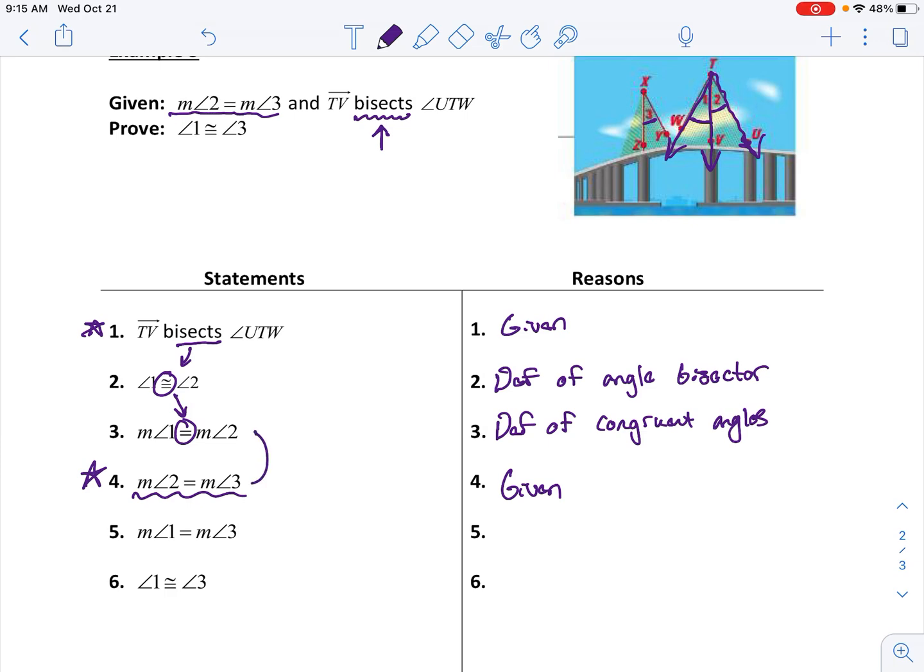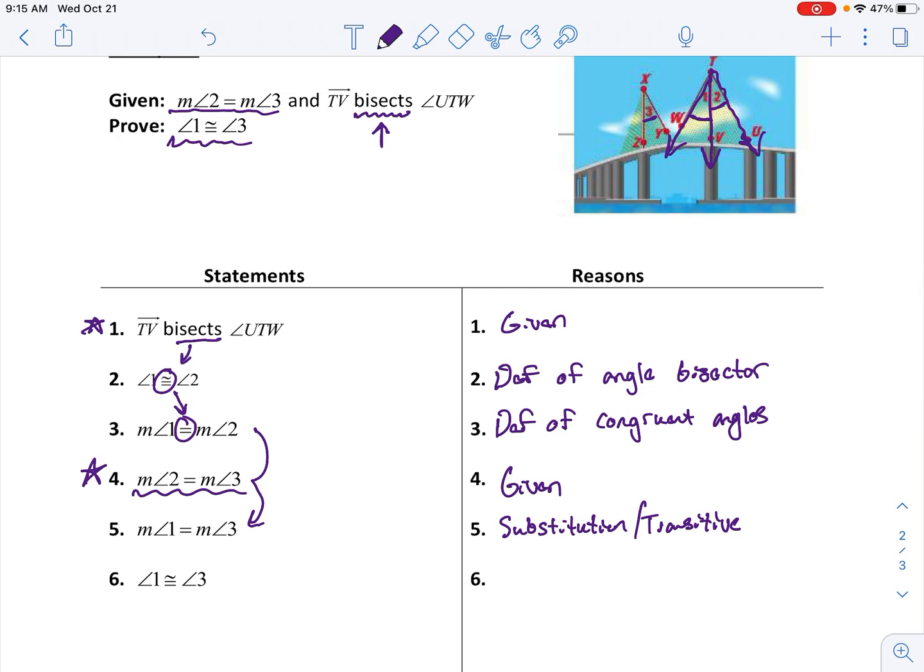And then, so look at these two steps to get to this one. If 1 is equal to 2 and 2 is equal to 3, this is another one of those substitution or transitive. And then if I want to get my proven statement, 1 is congruent to 3, they were equal, I'm going to say that they're congruent. That is the definition of congruent angles. Again, the definition of congruent angles, all it says is if the angles are equal, then they're also congruent. If they are equal, they're congruent. If they're congruent, they're equal.